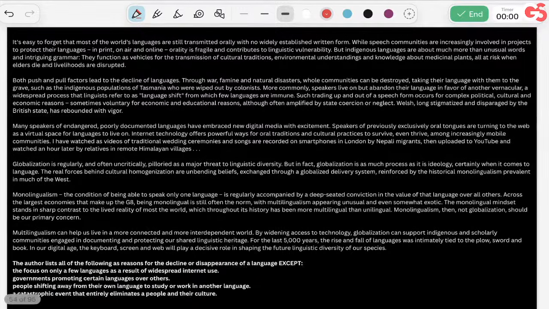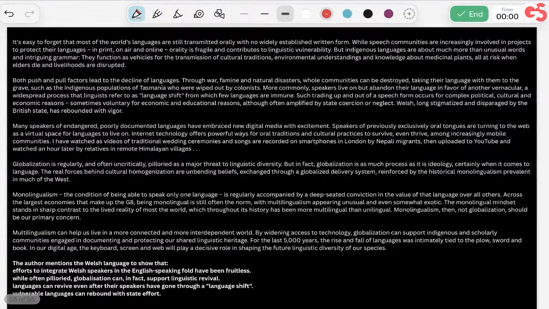Now, the author lists all of the following as reasons for decline or disappearance of a language, except. So I don't need to read these options, right? Because once I read the passage, I'll come to it. The author mentions the Welsh language to show that efforts to integrate Welsh speakers in the English-speaking fold have been fruitless. Okay, the efforts were fruitless, futile. While often pilloried, globalization can in fact support linguistic revival. Languages can revive even after their speakers have gone through a language shift. Vulnerable languages can rebound with state effort. All right.